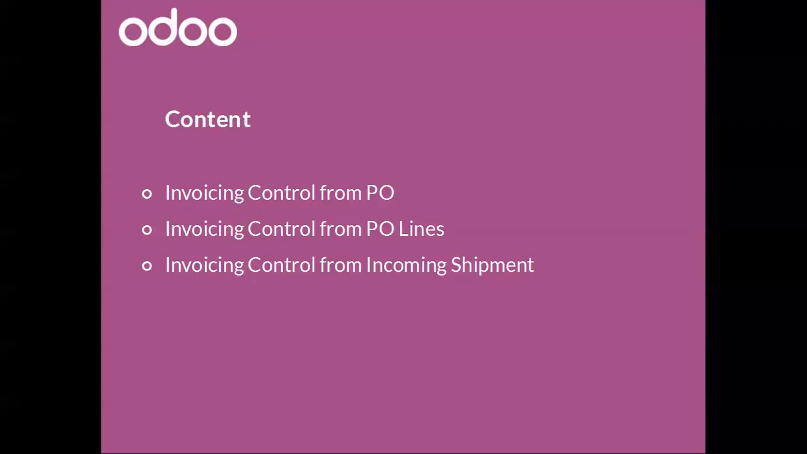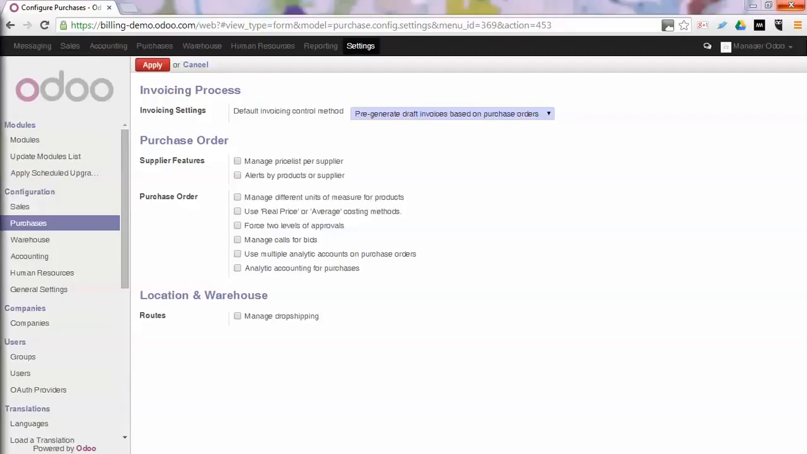Odoo allows you to use several invoicing control mechanisms for purchases. So you can have invoicing control from the purchase order, you can have invoicing control from the purchase order lines, or Odoo also allows you to control your invoices from incoming shipments, and that can be one or more incoming shipments.